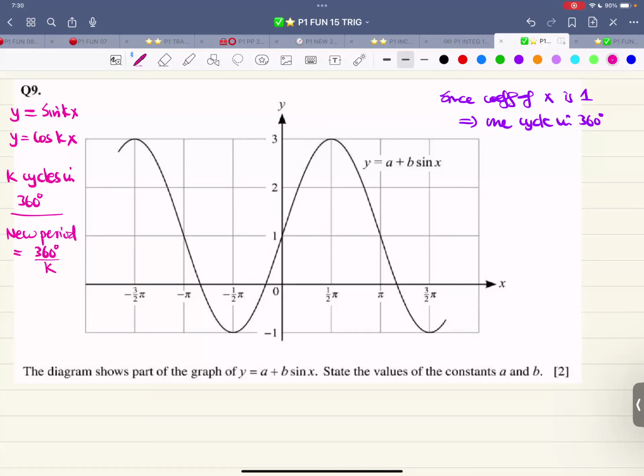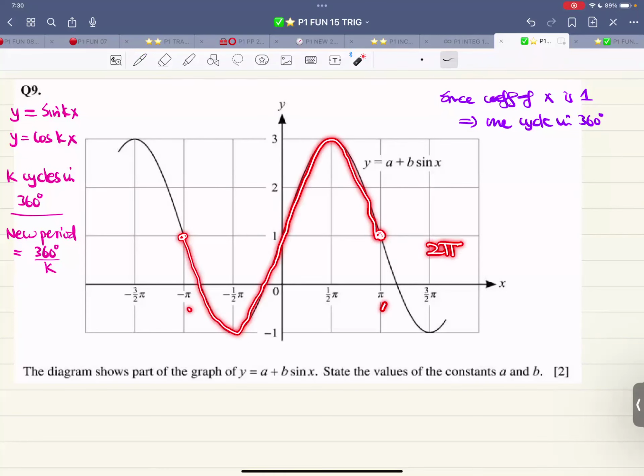Okay, so now over here, we can see for ourselves that this portion starts like this. Just focus on this, focus with the flow. This is one whole cycle up till here. So this is minus pi to pi, that is 2 pi. 2 pi is 360 degrees. Got the idea?